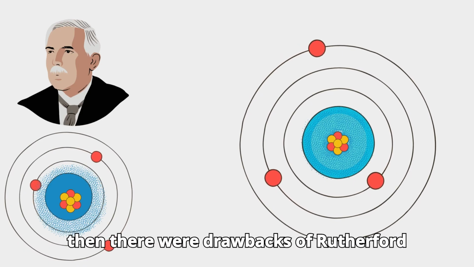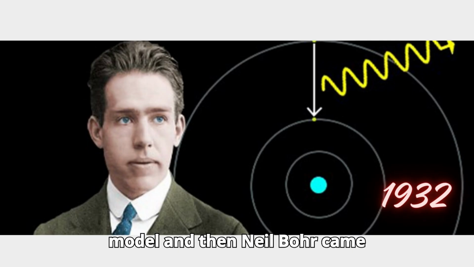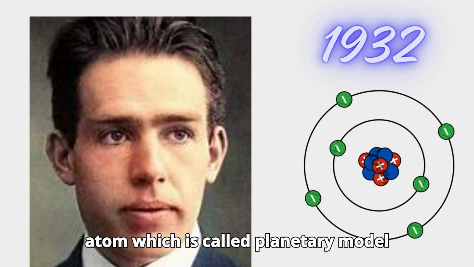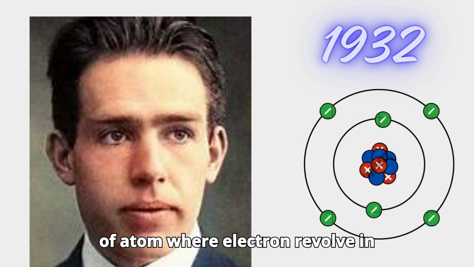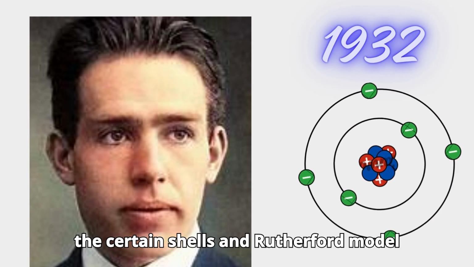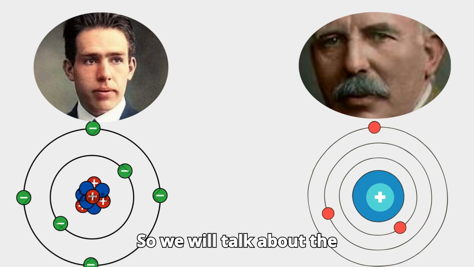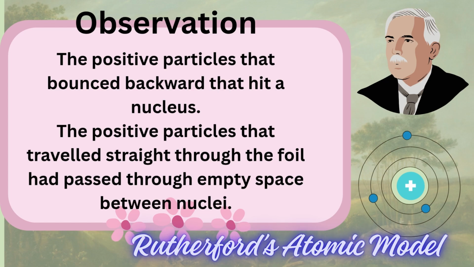But then there were drawbacks of the Rutherford model, and then Niels Bohr came up with a new model of atom, which is called the planetary model of atom, where electrons revolve in certain shells. So we will talk about the drawbacks and Niels Bohr's model of atom.